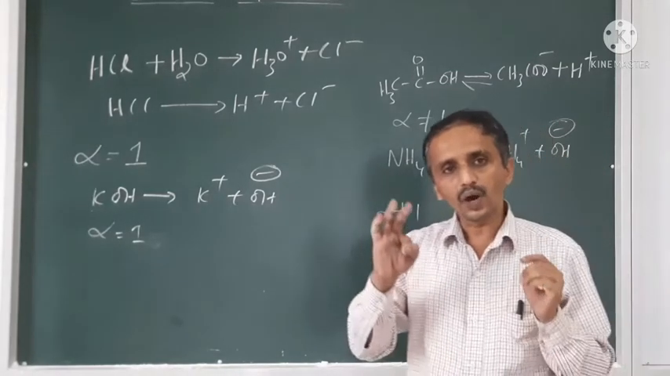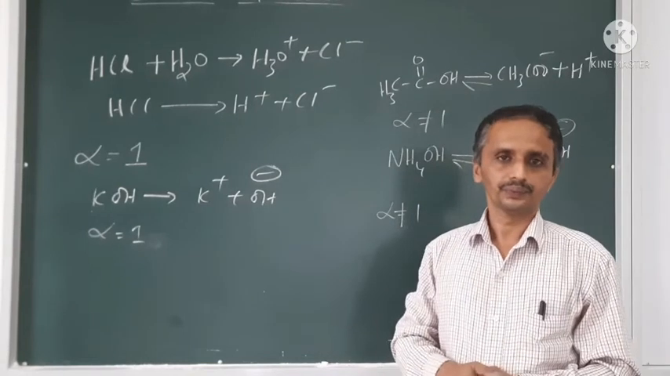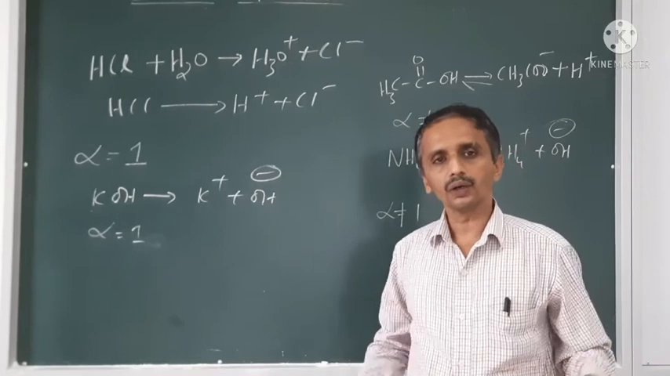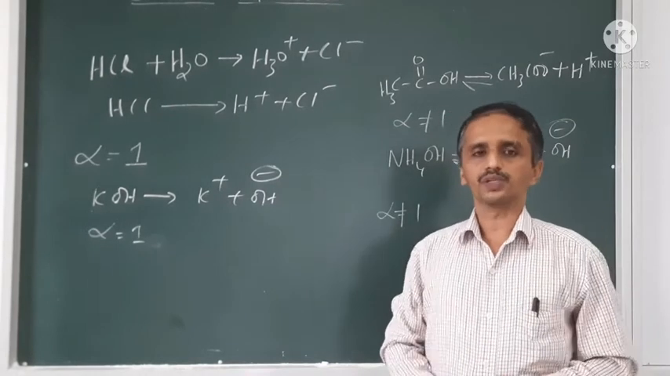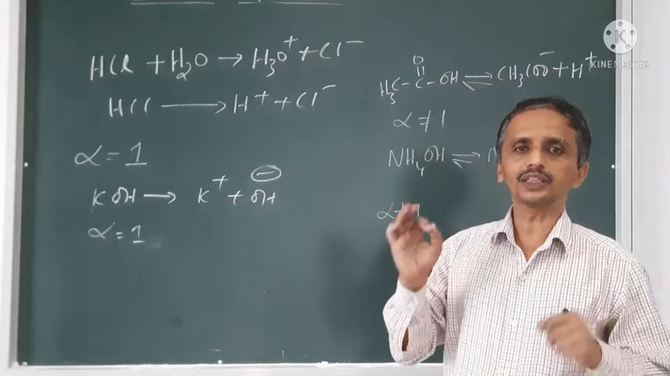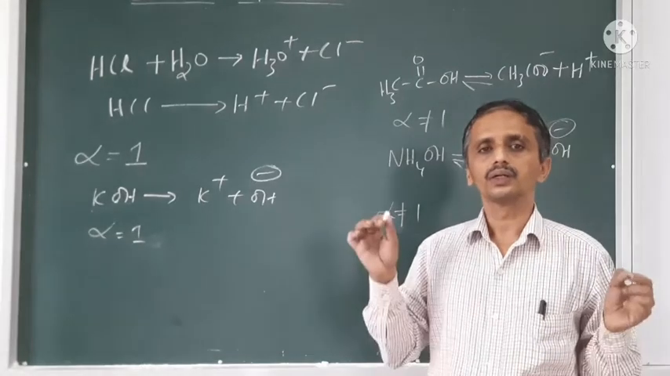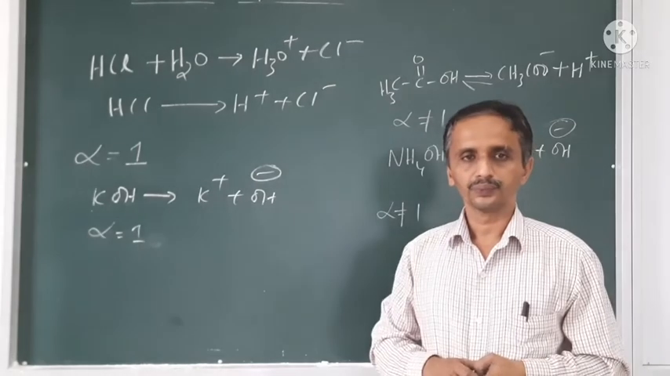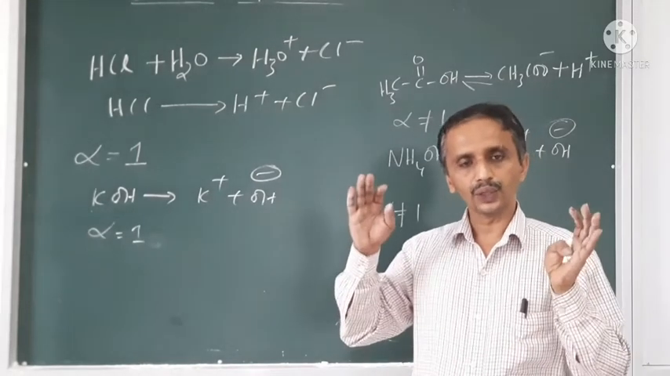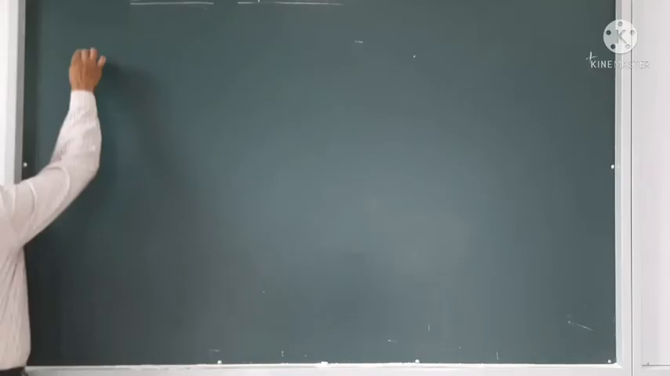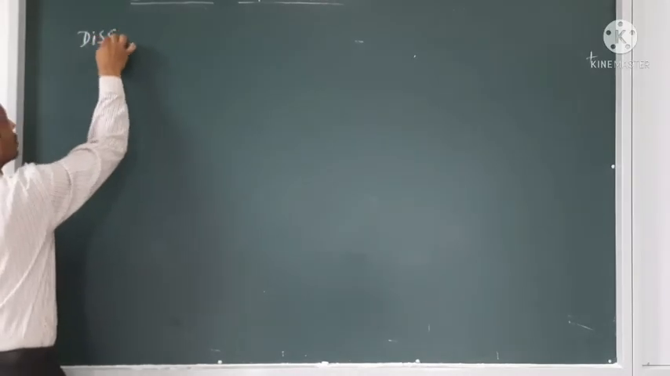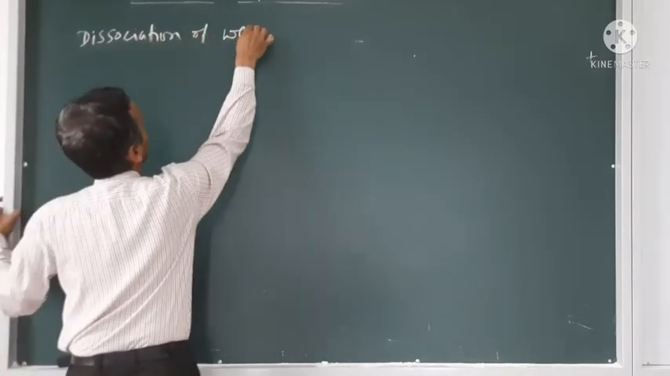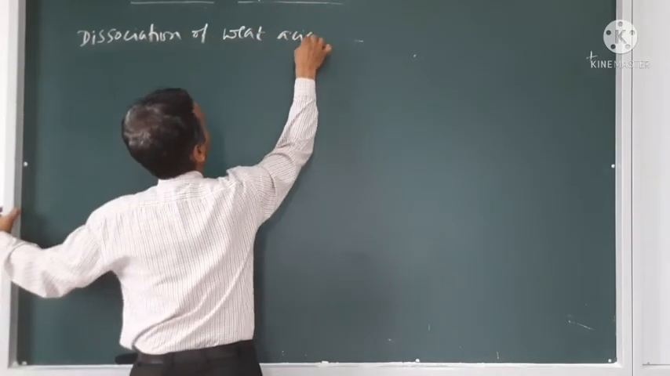So, for the weak acid, how do we know the H plus ion concentration? Or for the weak bases, how do we know the H plus concentration when the concentration of the solution is known? So I should know the relations also. Dissociation of weak acid.